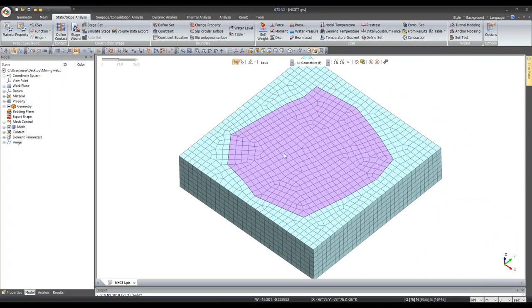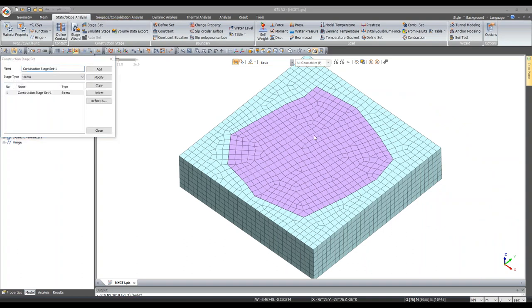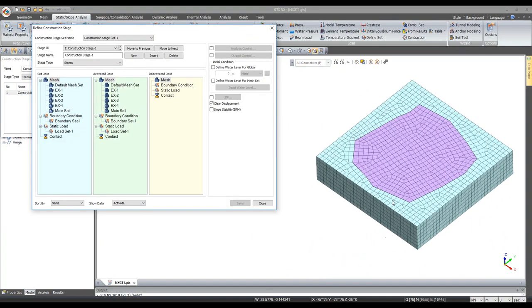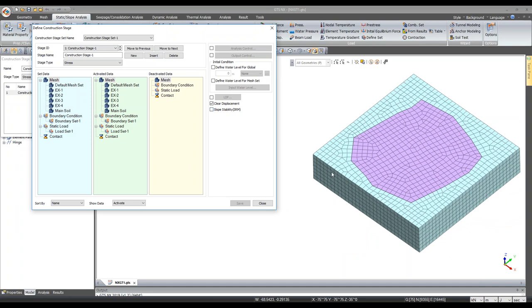Now what we do is we run a construction stage analysis by removing the first part in the first stage. So this is my first stage. This is my in situ stage where the entire rock is present, and I'm clearing the displacement for the particular part of the rock.